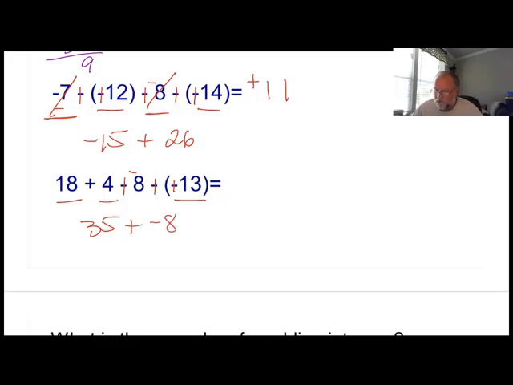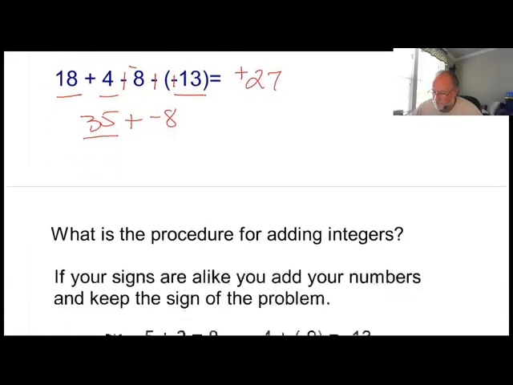Now my signs are different, so I do one subtraction problem. I've got 35 take away 8, because if my signs are different, I subtract, and I end up with 27. Who's got more? The 35 does, so it's a positive 27. Anytime you have a positive number, you do not have to write the plus sign, because if it doesn't have a sign, we automatically assume that it's positive.